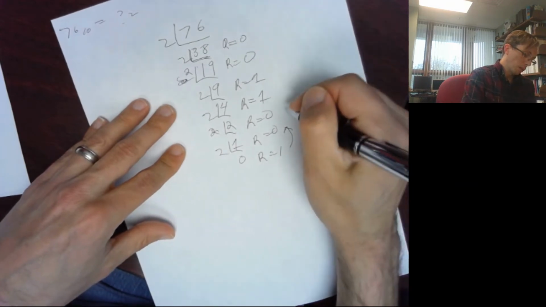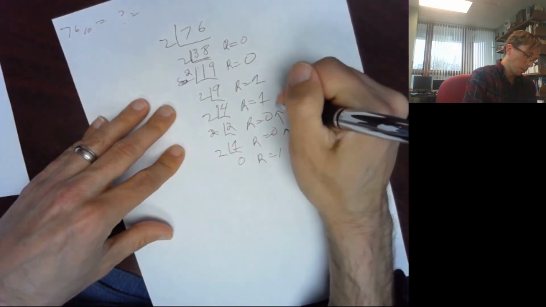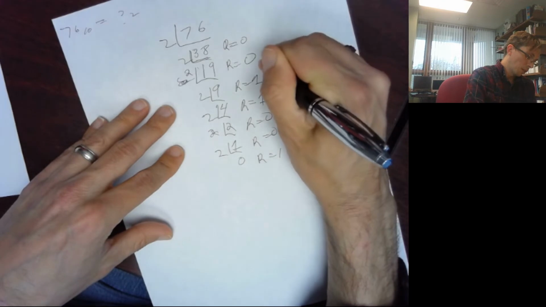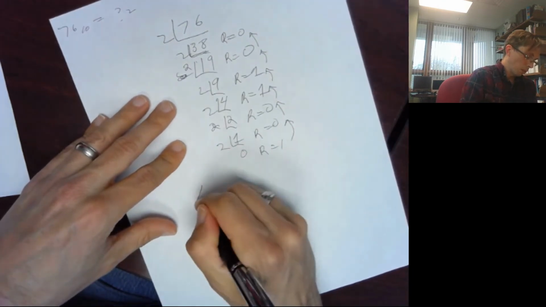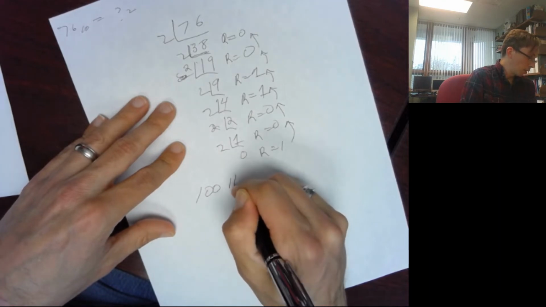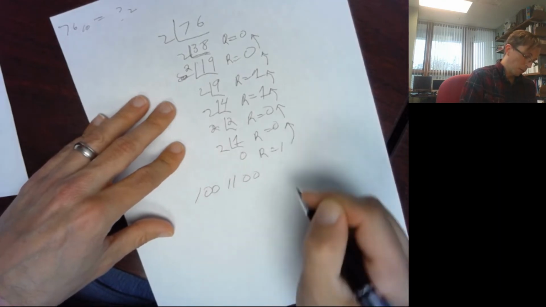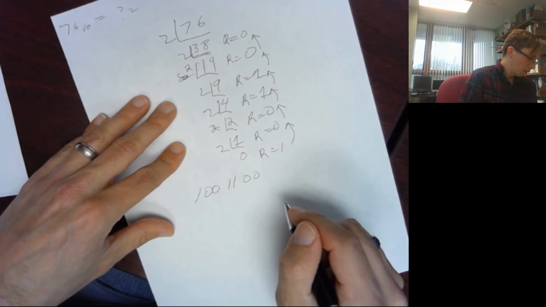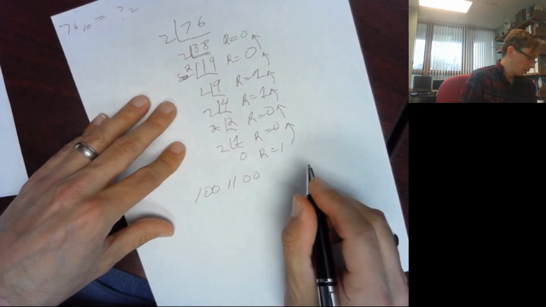So again, just reading this from, I call it the bottom to the top here. So 1, 0, 0, 1, 1, 0, 0.